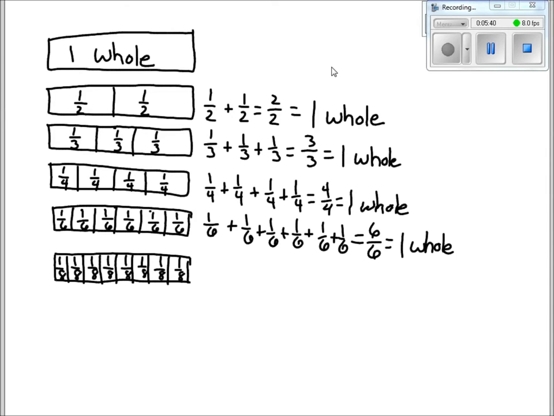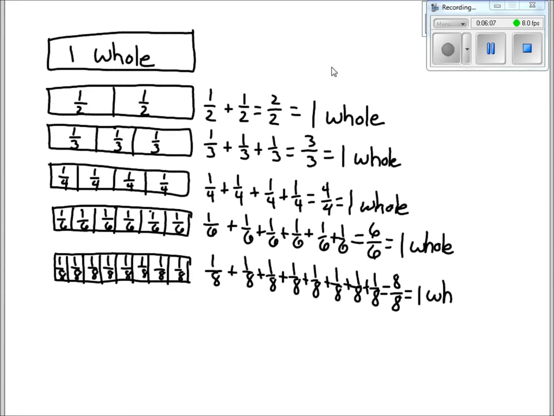Okay, so let's add those up. I've got 1/8 plus 1/8 plus 1/8 plus 1/8 plus 1/8 plus 1/8 plus 1/8 plus one more eighth equals 8/8. And if I have 8 pieces out of 8, I've got the whole thing.